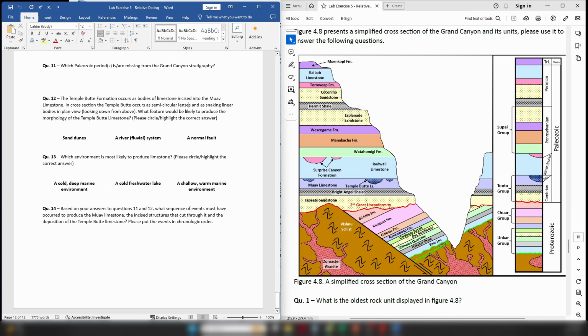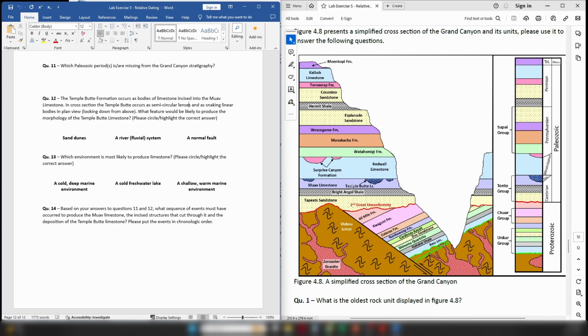And then finally, on to question 14. So using your answers to questions 11 and 12, and also to a certain degree 13, we're going to look at the sequence of events that must have occurred to produce the Mave limestone, the incised structures that cut through it, and the deposition of the Temple Butte limestone. So number one, think about the conditions, think about what must have happened in order to form the Mave limestone. Once you form that limestone, then you need to think about, well, what happened to form the bodies within which the Temple Butte limestone was deposited.